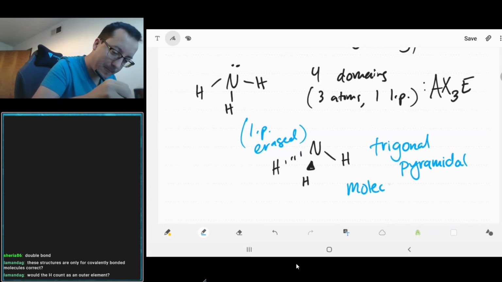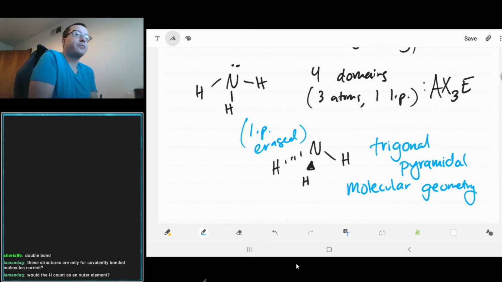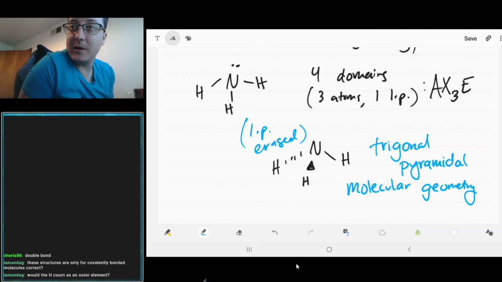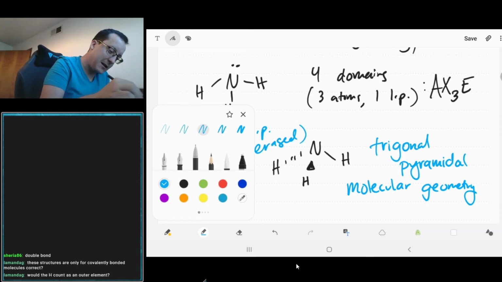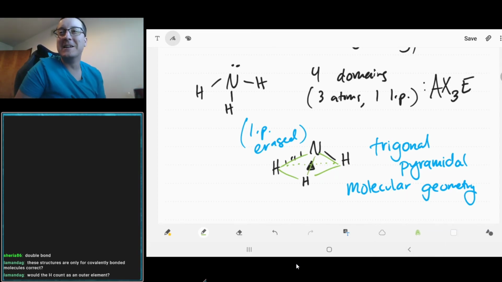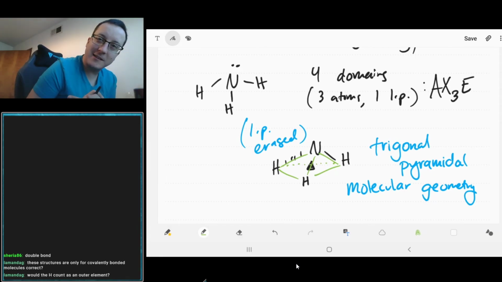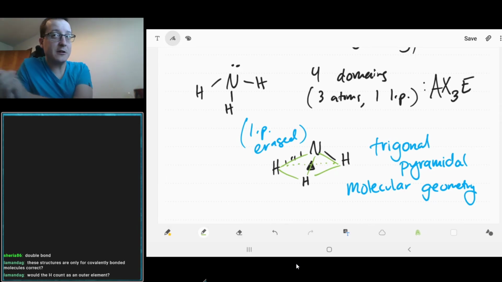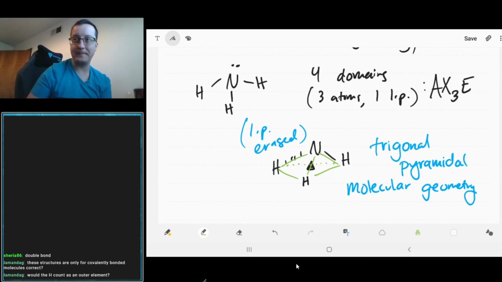Molecular geometry. All right, so it looks like a pyramid that has three sides, right? So if we were to connect all these guys, ooh, get ready for my artistry. That's really ugly. Oh, here's the third one. Okay, there we go. That's the pyramid. So in terms of electron domains, it's tetrahedral. In terms of molecular shape, it's trigonal pyramidal.